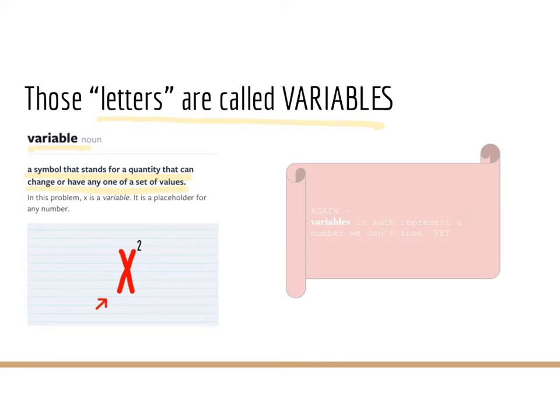Let's use it in a sentence so we really know what we're saying. In this problem, x is a variable. It is a placeholder for any number. So for this expression, since there's no equal sign here, we can plug in any number we want for x and it will be true.